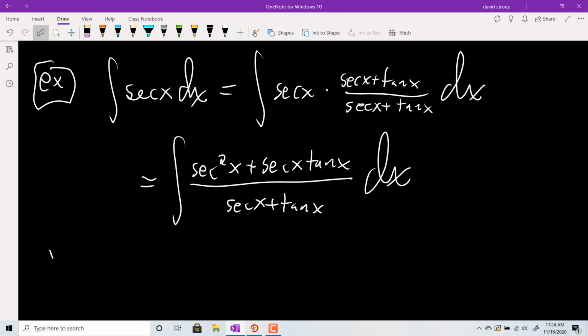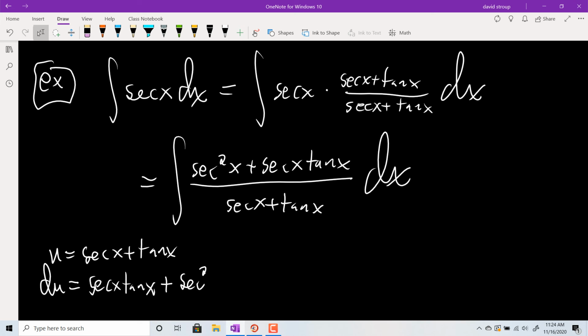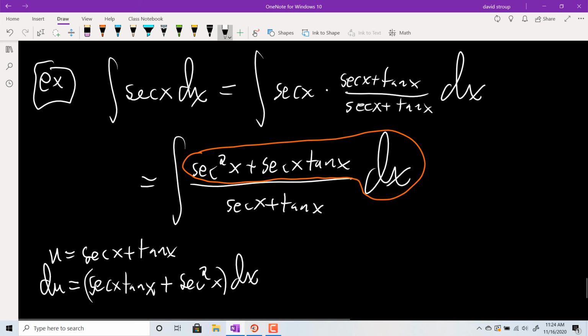dx. And then you note if you do a u sub on secant x plus tan x, you just get the numerator. Du, the derivative of secant, of course, is secant x tan x. The derivative of tan is going to be secant squared x dx. And of course that whole rigmarole is just the numerator. Okay, it's just sitting right there.